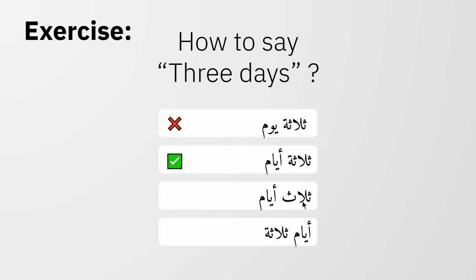So what do you think about ثلاث أيام? The number is masculine and also the noun is masculine. Do you think this is correct? No, it's not. Here the noun form is plural. However, the choice is incorrect because both genders match. What about the last choice, أيام ثلاثة? Is it correct? Yes, it is correct. Because unlike numbers 1 and 2, the order here doesn't matter for numbers 3 to 10.